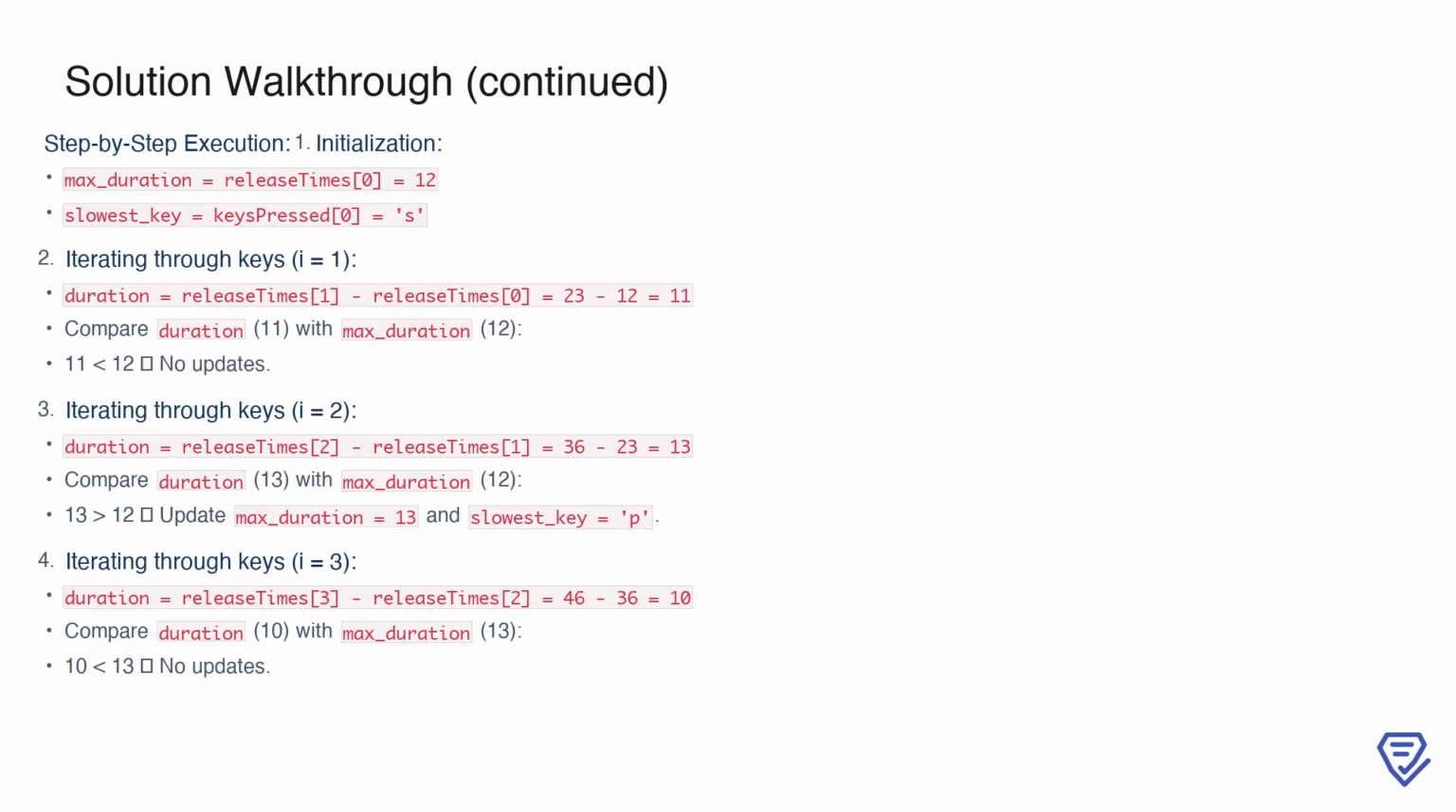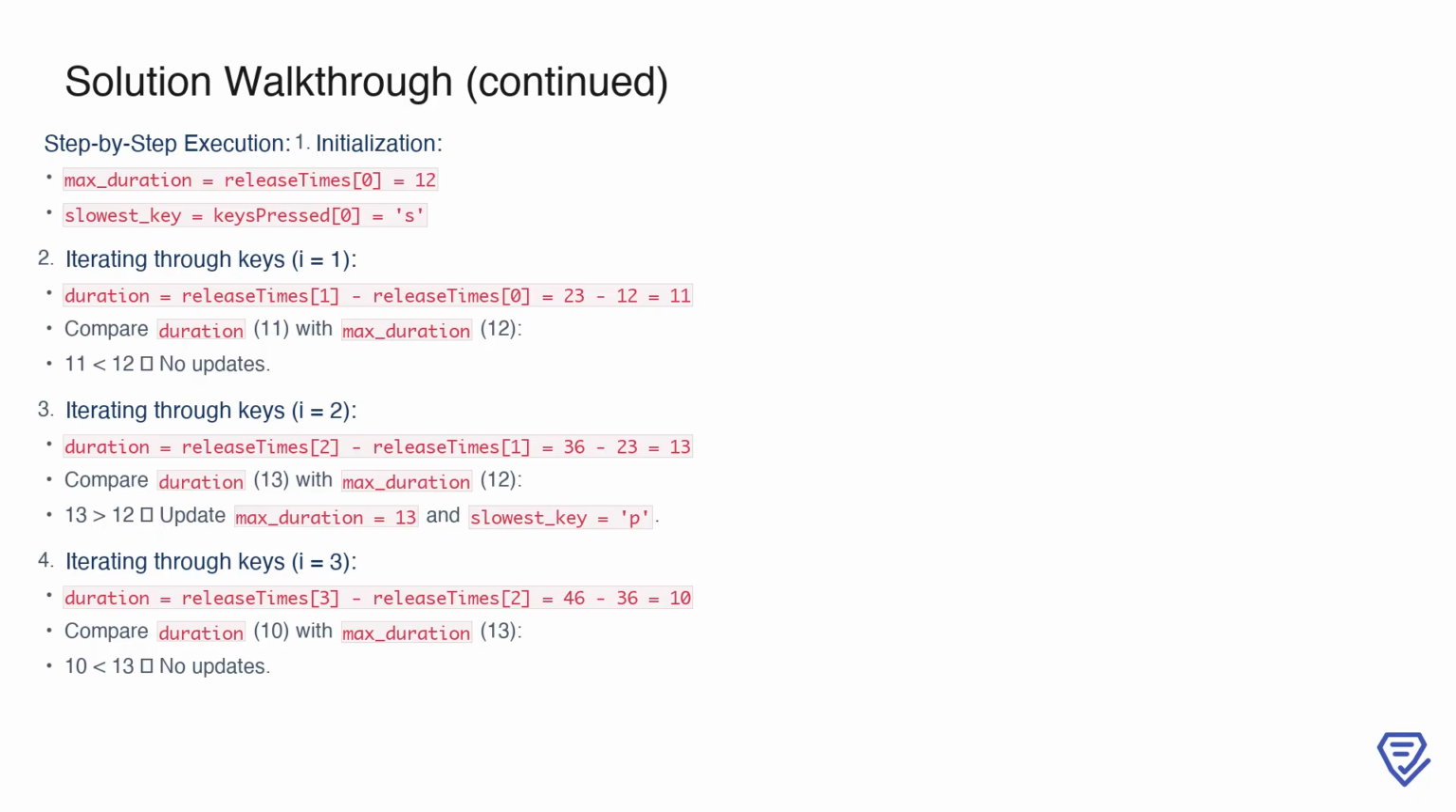Moving to i equals 2, the duration is calculated as release_times[2] - release_times[1], which is 13. This is greater than the current max_duration, so we update max_duration to 13 and slowest_key to P. For the fourth key, at i equals 3, the duration is computed as release_times[3] - release_times[2], which is 10. Since 10 is less than the current max_duration, no updates are made. Thus, the final slowest_key for this example is P.